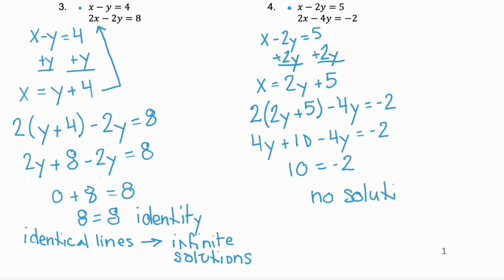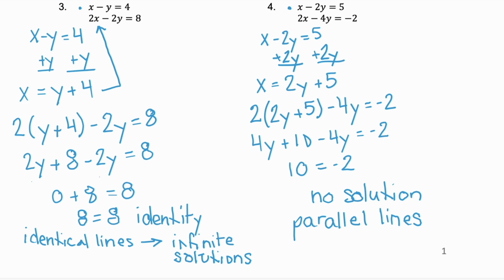And remember what it means when you have no solution. No solution means that those two lines are parallel. So if you were to rewrite each of those two given equations into slope-intercept form, you would see that they both have the same slope, which is why they're parallel lines and have no solution. Because they're parallel, they'll never cross.